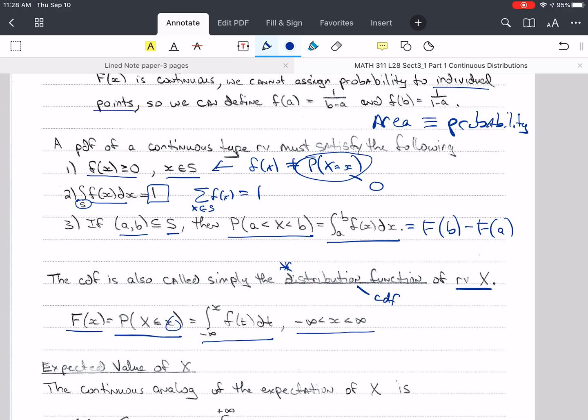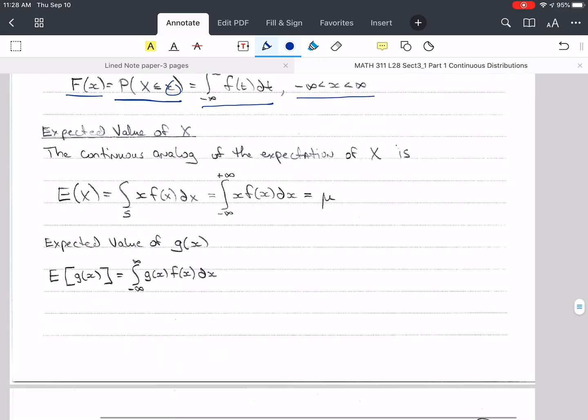This covers the general case. Now let's talk about the expected value of x. This again is analogous to the discrete case, but now instead of a summation, we have an integral over the space of x. So it's still x f of x dx. And if you remember your Riemann sums, an integral is a sum of those infinitesimals, so to speak.